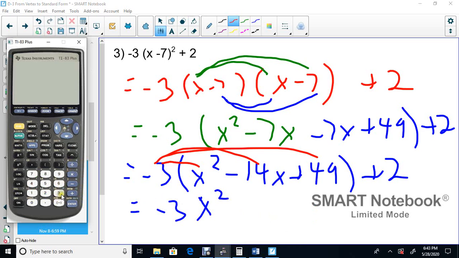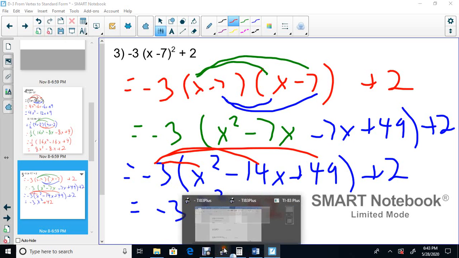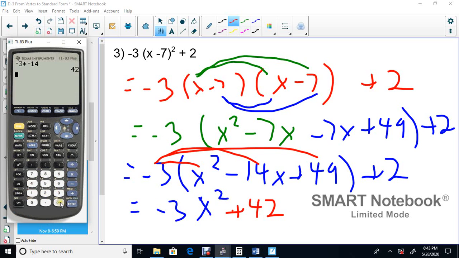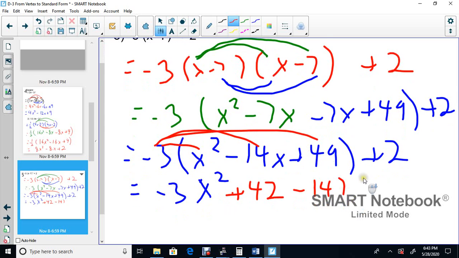So I go minus, let's turn this on and clear it. I go minus 3 times negative 14. Let's see what I get. And that's 14, not 17. So minus 3 times minus 14, 42. Plus 42. And then the 49 times negative 3. I'm not sure what that is. Let's go here. Negative 3 times 49. Minus 147. Let's bring this a little lower so you can see.